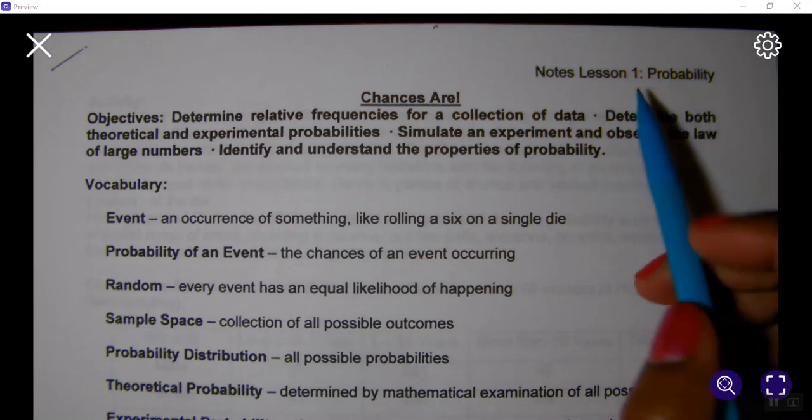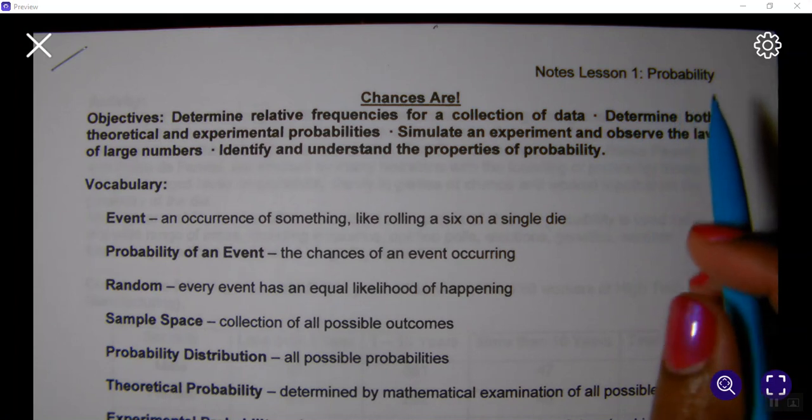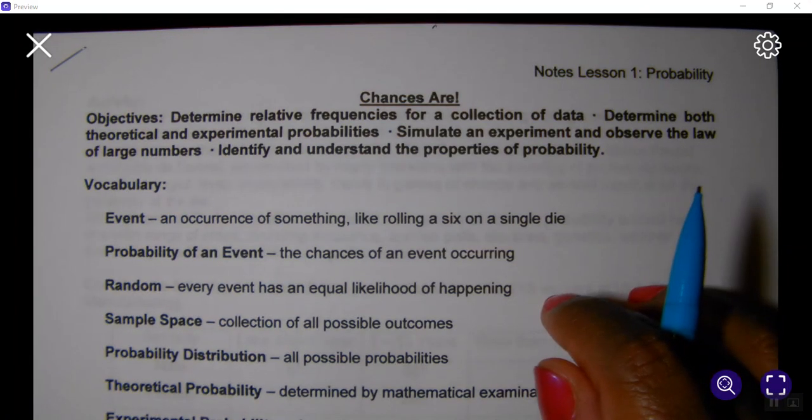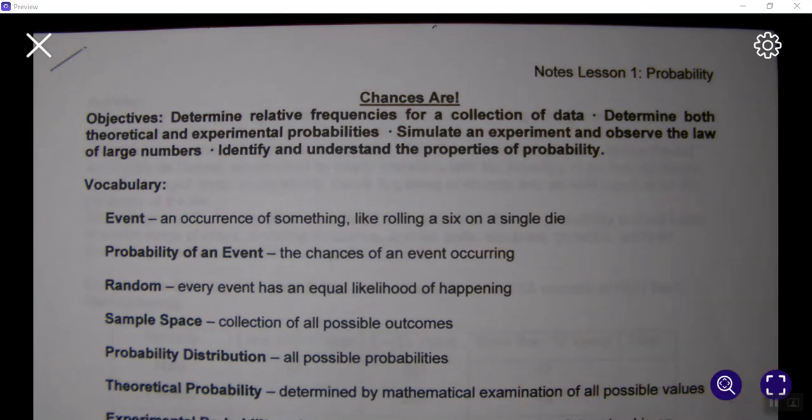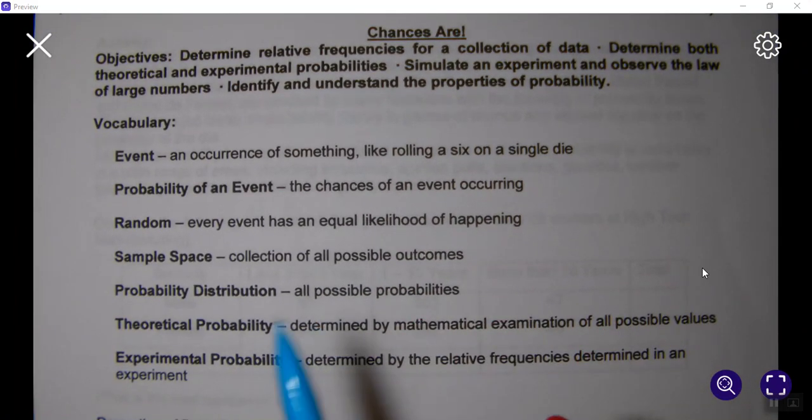Okay, so here is lesson 1 about probability, and this is from unit 7, which is also titled Probability. Just a few vocabulary words that we need to get used to in this unit.